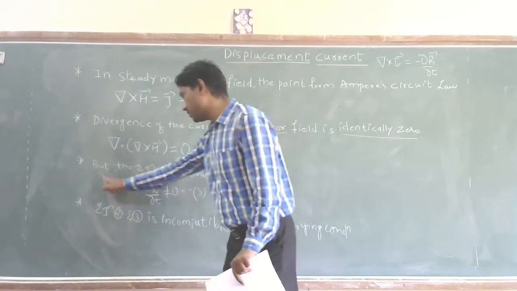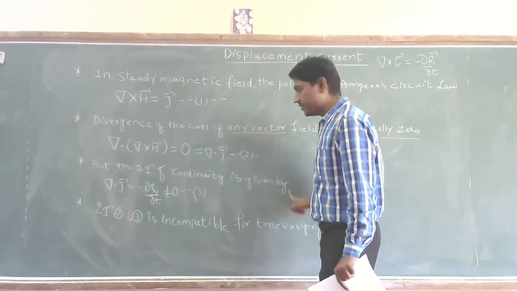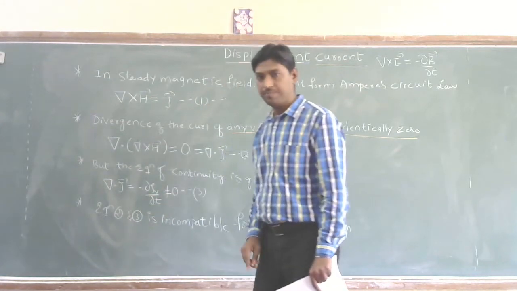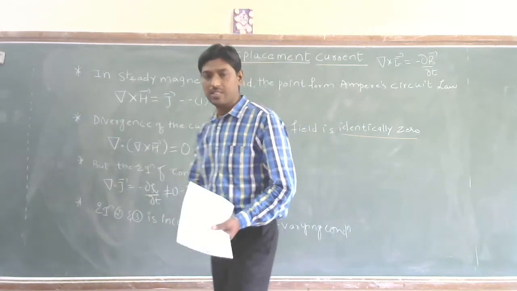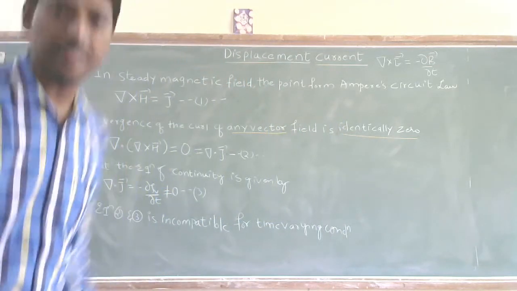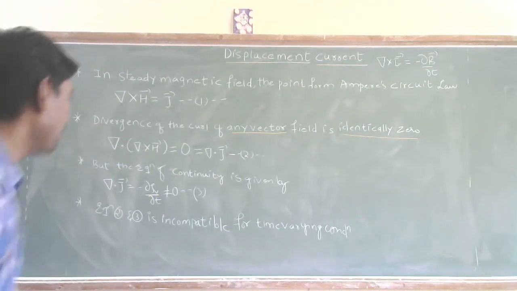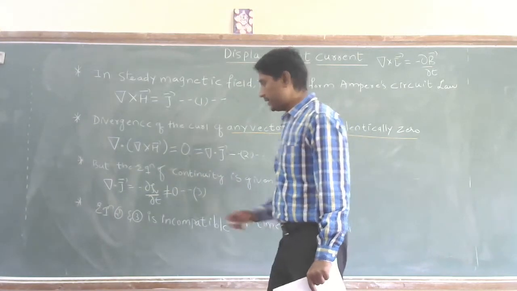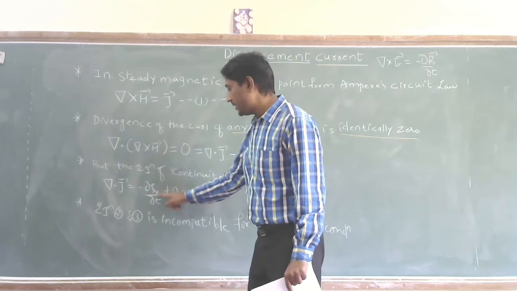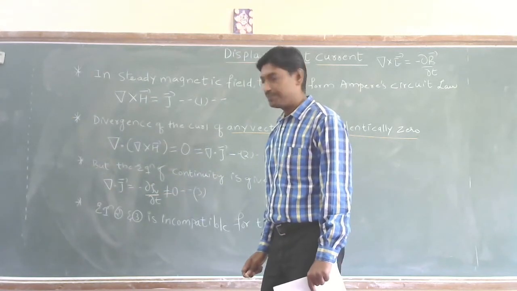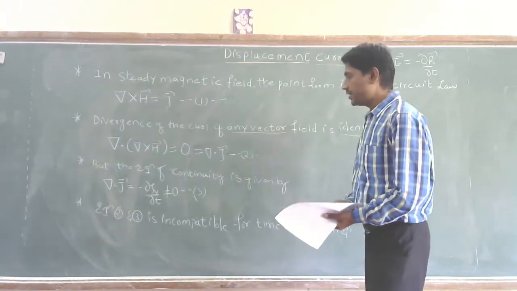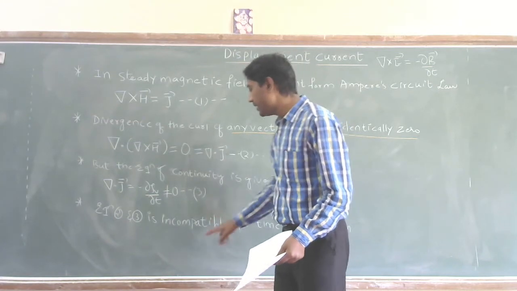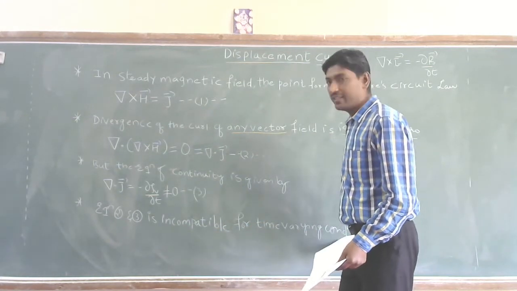But we know that the equation of continuity is given by del dot J equal to minus dou rho V by dou t. This point we discussed in module 2. This is the point form of the equation of continuity, that is del dot J equal to minus dou rho V by dou t. Now you can see that equation 2 and equation 3 are incompatible for the time varying case.